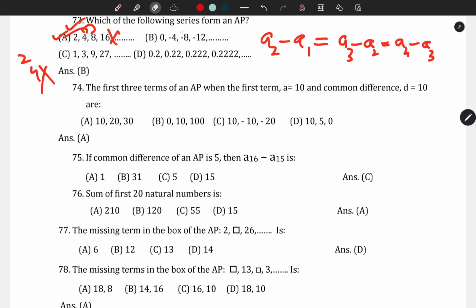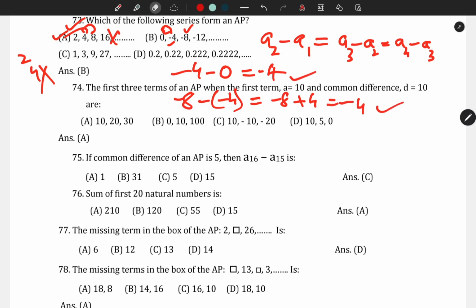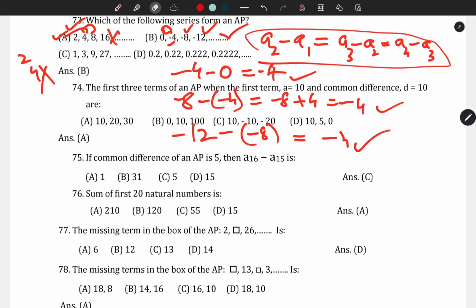Now if you look at the second option, the second term minus the first term, that means minus 4 minus 0 will be minus 4. Then the third term, minus 8, minus the second term, minus 4. That will be minus 8 plus 4, which is equal to minus 4. So we got equal here. Again, when you look at the fourth term, that is minus 12 minus the third term, minus 8. So this will also give us minus 4. So all these are equal here. So this will be an AP.